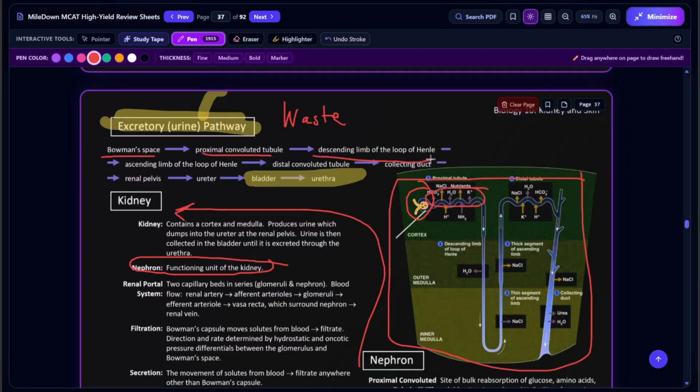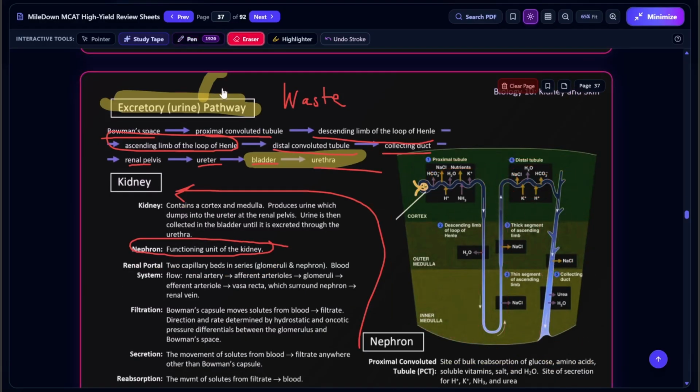Your descending loop of Henle is literally descending, and it's going down, and it looks like a loop here. Your ascending is up here, and that's the ascending loop of Henle. Remember, we're looking at a picture of a nephron, right? This is a distal convoluted tube right here, and then this collecting duct is over here. Collecting duct, and then your renal pelvis, ureter, bladder, and urethra is somewhere else, not in this picture. It's in your body though, and it's in lots of anatomy diagrams.